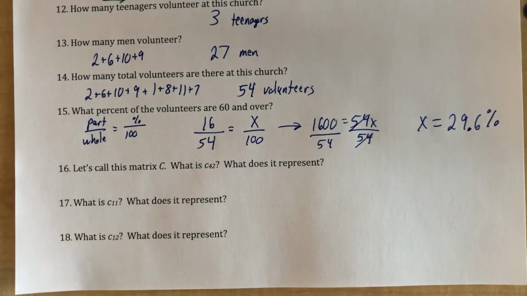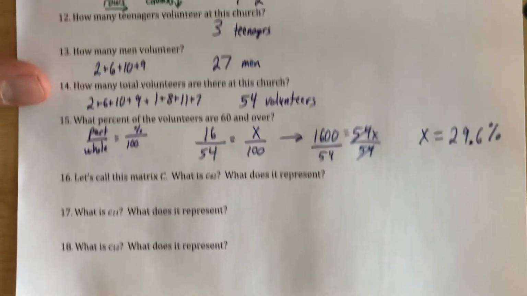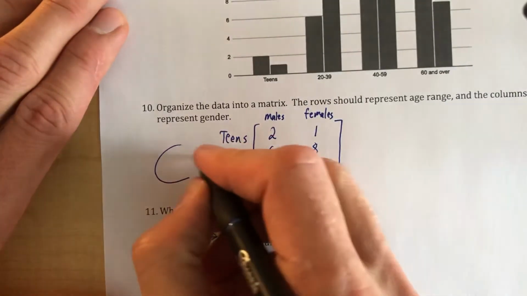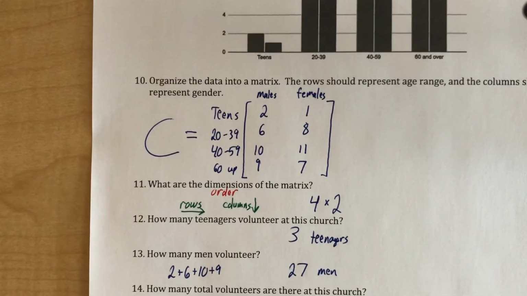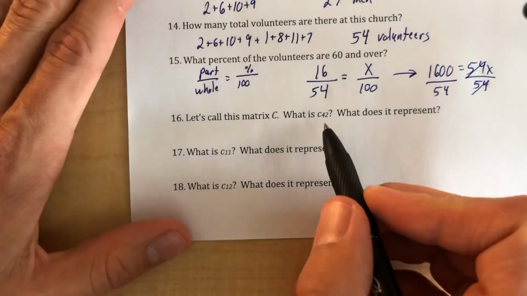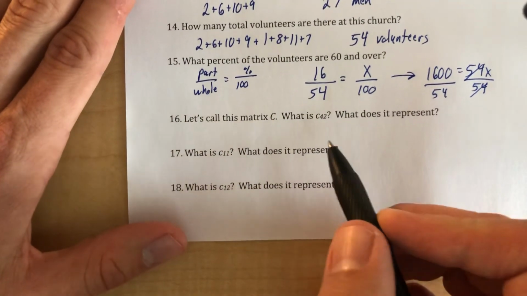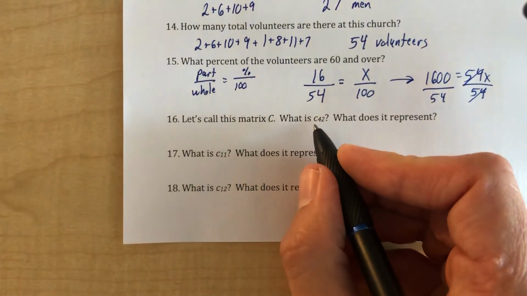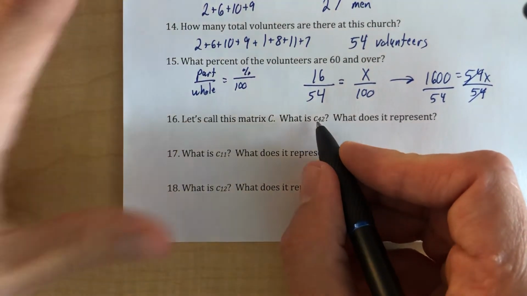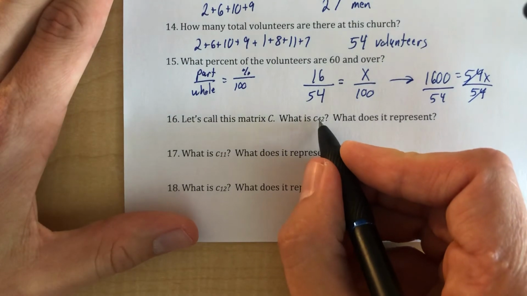We're going to call this matrix C, which means I'm going to go back up here to number 10, and I'm going to write that out just because it might come in handy. This big matrix is C. And then we want to know what is c42. Now that is not C42. It looks like it, but it's not, and we've been through this. Lowercase c means tell me a number in there. Tell me the element. So what is in the 4th row, 2nd column?